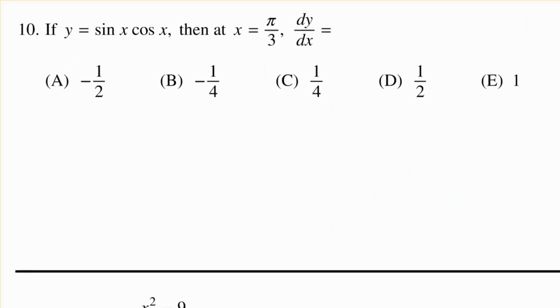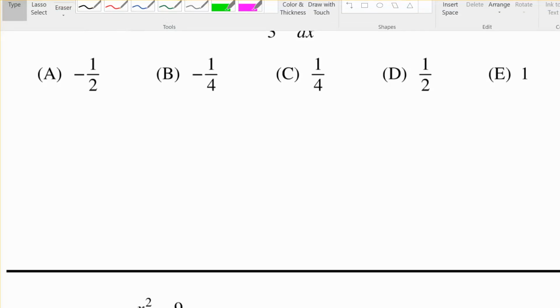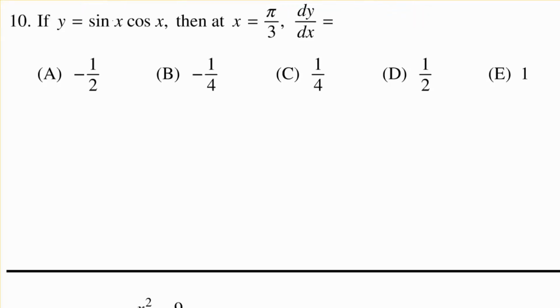All right, what do we got to do for this one here? If y equals sine x cosine x, then at x equals pi over 3, dy/dx equals, so we've got to find a derivative using a product rule. Derivative of sine is cosine. Derivative of cosine is negative sine.